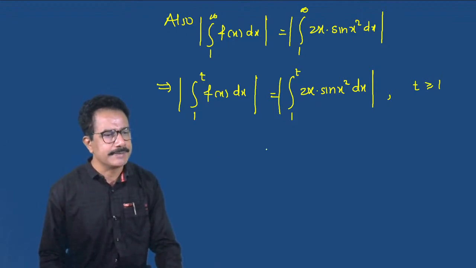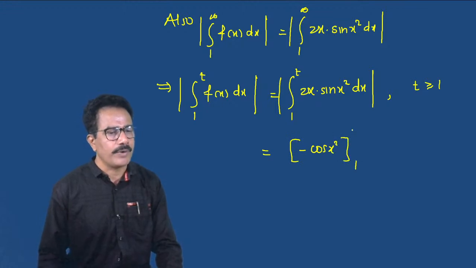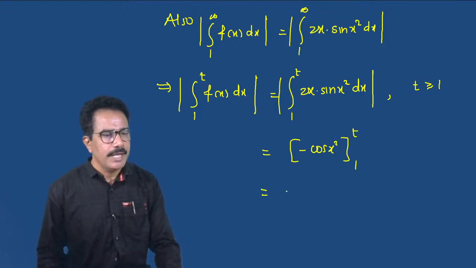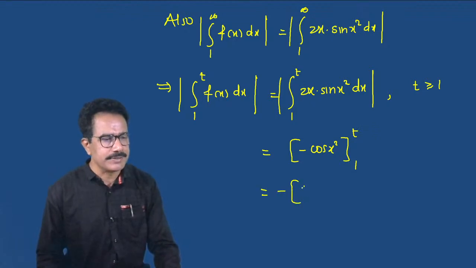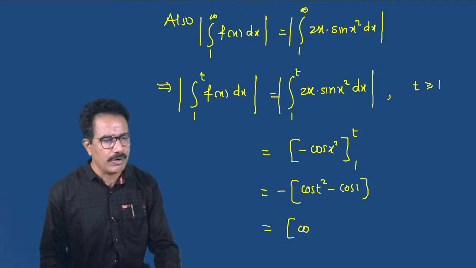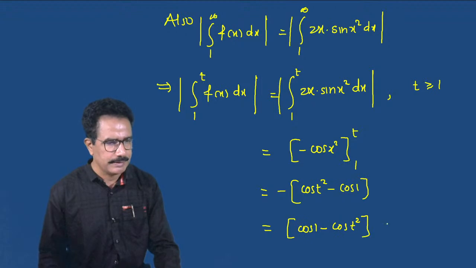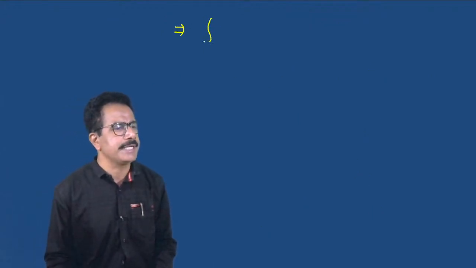This implies that आता याचं इंटिग्रल घ्या, sin x चं इंटिग्रल येतं मायनस कॉस ऑफ एक्स स्क्वेअर from 1 to t. अप्पर लिमिट ठेवा, मायनस कॉस ऑफ t स्क्वेअर मायनस कॉस ऑफ 1. That can be written as cos of 1 minus cos of t square, which is in the modulus form.